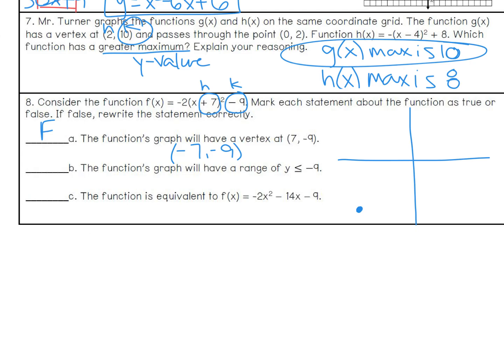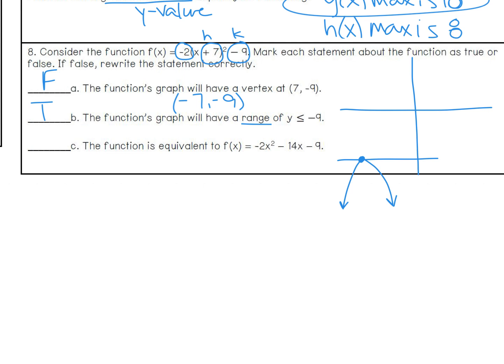Look at your A. Is that a min or a max? Is it opening up? Is it opening down? It is opening down. So, knowing that, is the range y is less than or equal to negative 9? Yes, because it's at the top. So this one is true.